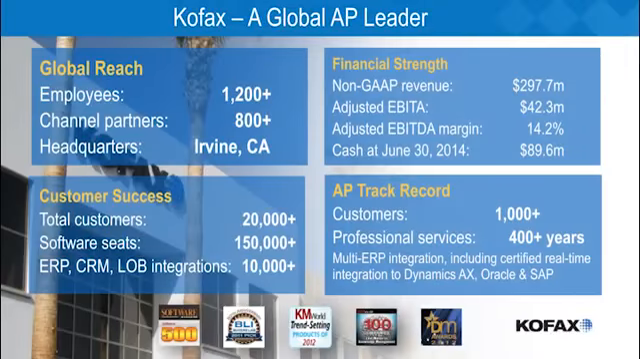The global reach and financial success of Kofax makes us a trusted partner of many. With more than 1,200 employees in 37 countries, a strong base of channel partners, and a strong financial position, we have more than 20,000 customers worldwide. Our accounts payable track record includes more than 400 years of professional services team experience implementing AP automation solutions and multiple successful ERP and other system integrations.